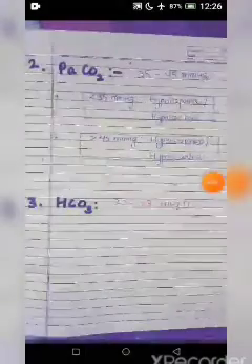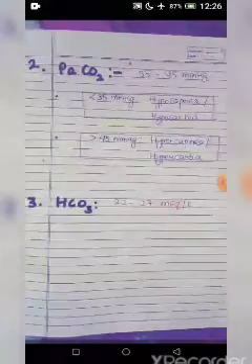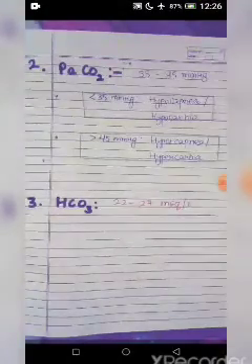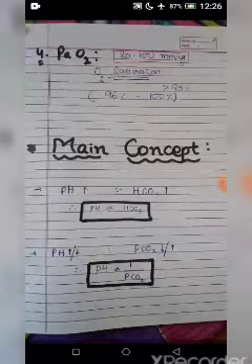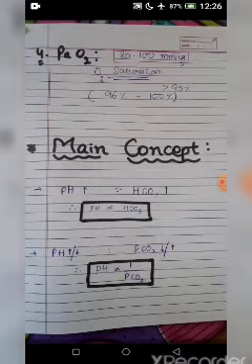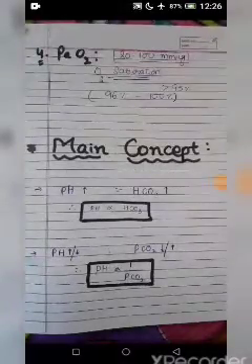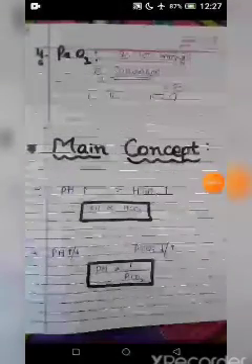Next, PaCO2, that is partial carbon dioxide, is 35 to 45 mmHg. Next, bicarbonate levels are 22 to 27 milliequivalents per liter. Next and last one is the partial oxygen. Oxygen saturation should be 96% to 100%, and its level is 80 to 100 mmHg.